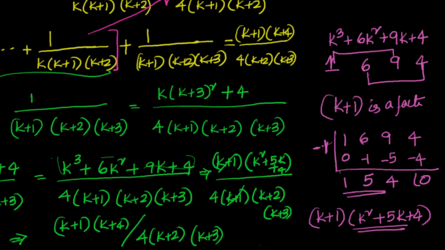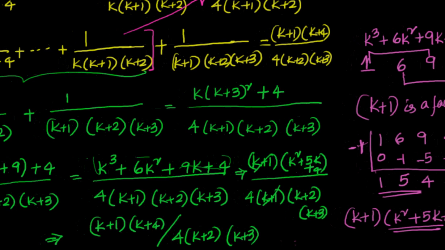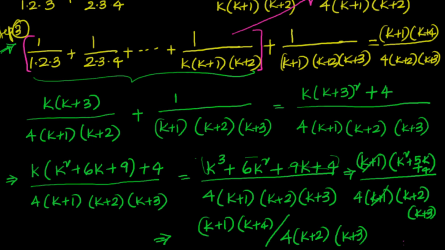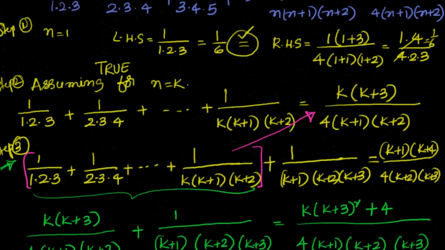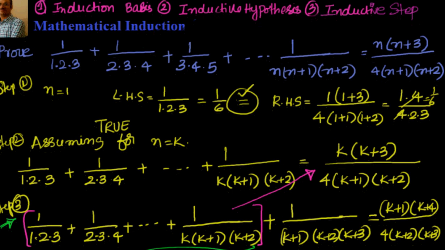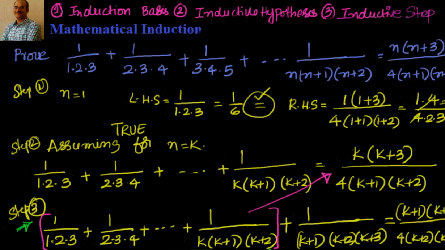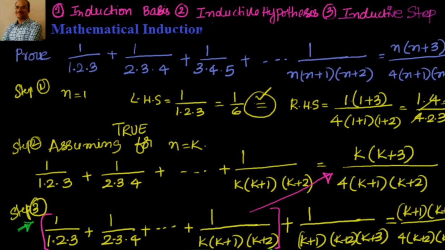So what we have done is we started with n equal to 1 and proved it. Then we assumed it for n equal to k. After assuming for n equal to k, based on that we have proven that LHS is equal to RHS for n equal to k plus 1. So see you in the next video, where we will do some more examples on mathematical induction.